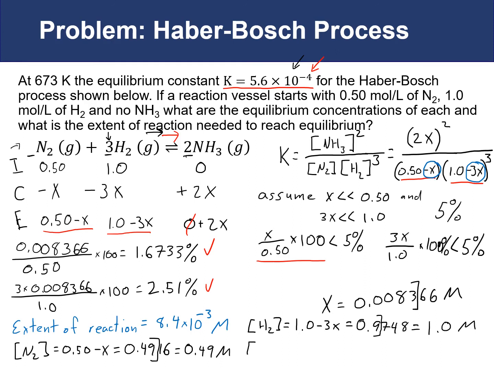The last one would be our concentration of NH3. If we look here at our equilibrium line, that is equal to 2x. So that is 2 times the 0.008366, which comes out to be 0.0168, with 2 significant figures as our number of significant figures. So this would be 1.7 times 10 to the minus 2 molar. Those would be our values for our answers.